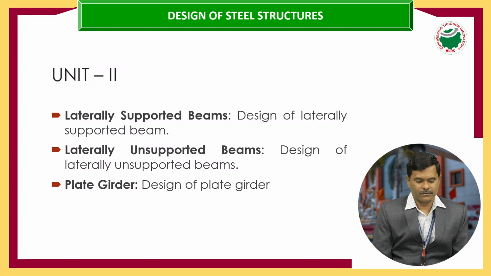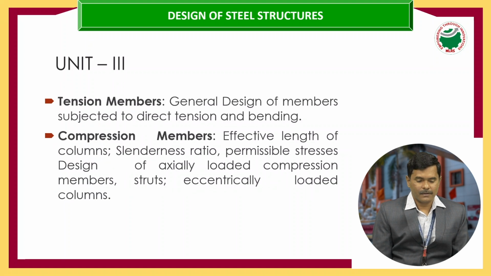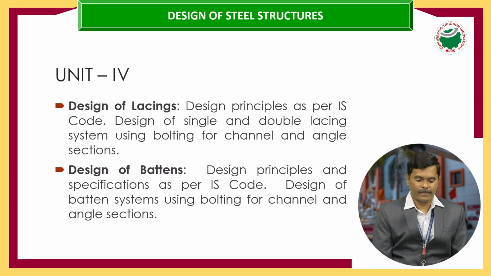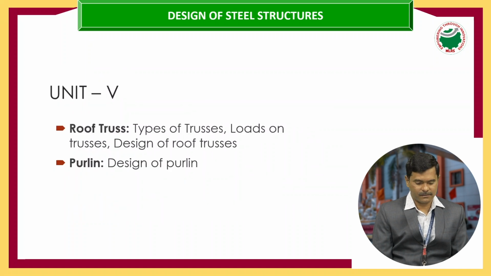In Unit 2, we will discuss design of laterally supported beam, design of laterally unsupported beam, and design of plate girder. In Unit 3, we will discuss the design of tension member and design of compression member. In Unit 4, we will discuss the design of lacings and battens. In Unit 5, we will discuss design of roof trusses and design of purlins.